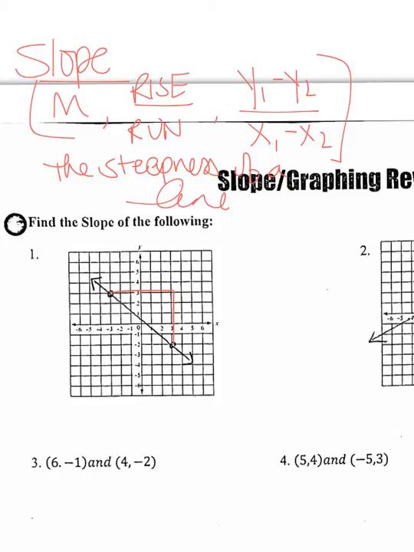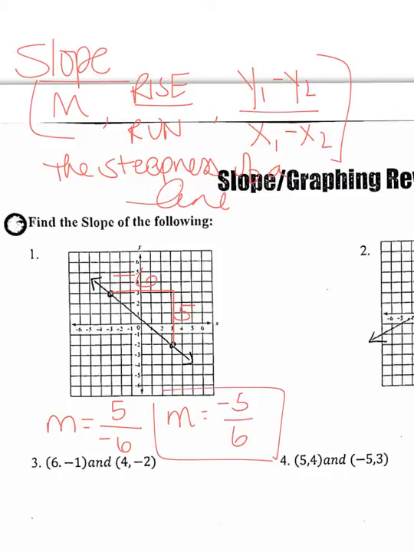So now I'm going to count how many squares I rose. 1, 2, 3, 4, 5. And I'm going to count how many squares I ran. 1, 2, 3, 4, 5, 6. Because I ran to the left, it's -6. So m equals rise over run. How far did I rise? 5. How far did I run? -6. But remember, we like the negatives on the top, so we just erase the negative from the bottom and put it on the top.